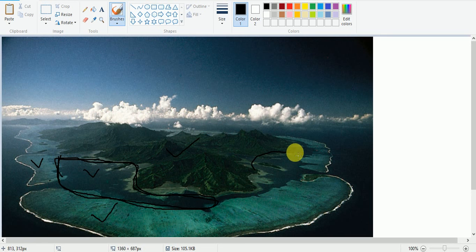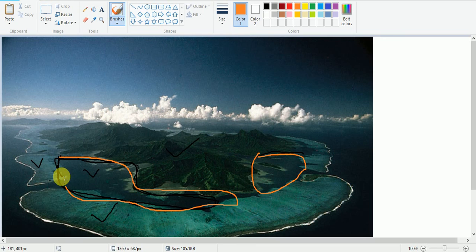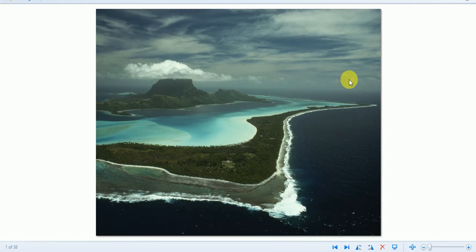And here also we have, just let me change the color. Okay, here also this is lagoon, and this is also lagoon, as you see here.